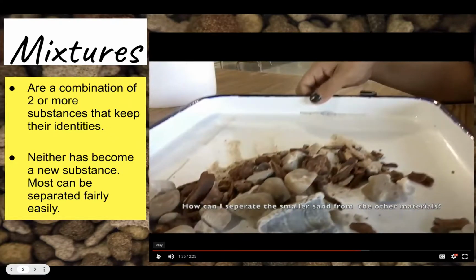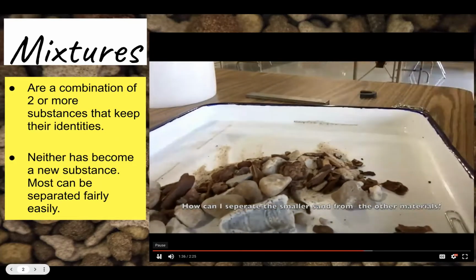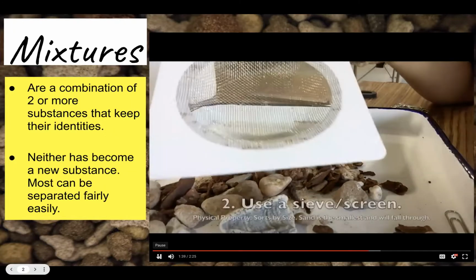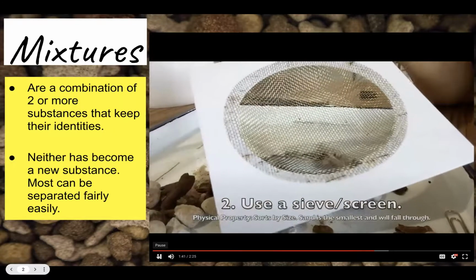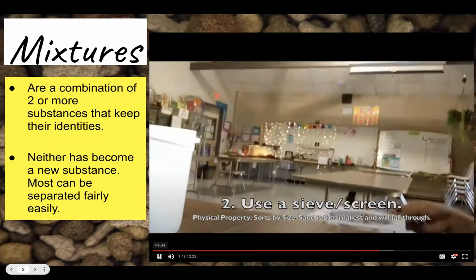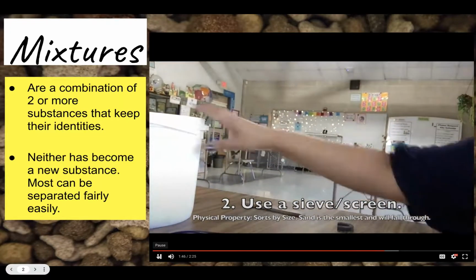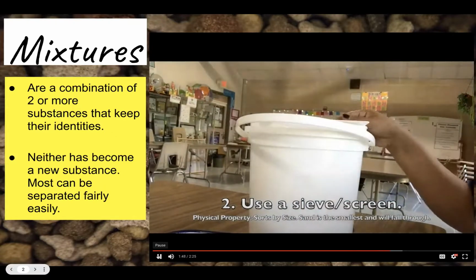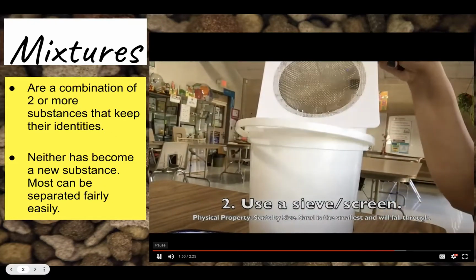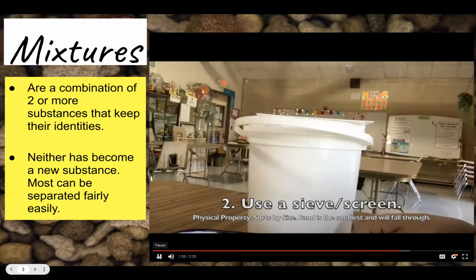So my next problem is, how can I separate the smaller sand from the other materials? So we're thinking about the physical property of size. So what science tool can help me separate something by size? And hopefully you guys said some sort of sieve, a net, a strainer. I know at home when I'm cooking pasta, I use a colander to separate the water and my pasta. So here we have our mesh strainer. I'm going to pour our mixture through it.